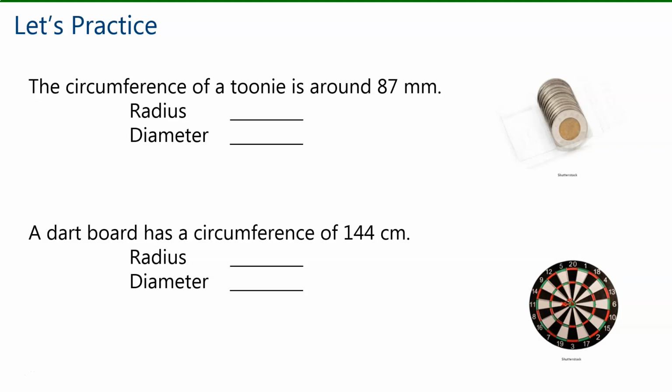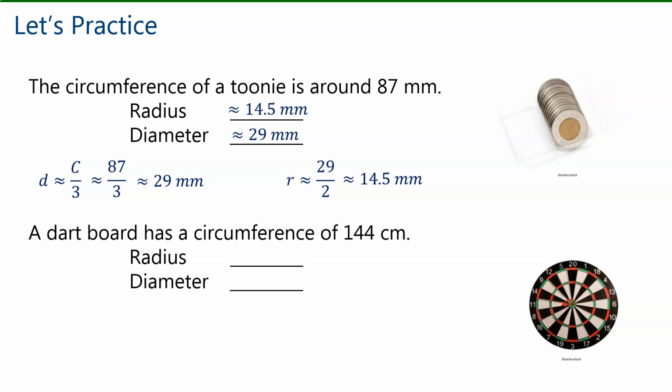Now for the next example, we have a toonie. The circumference is around 87 millimeters. So writing out my formula and replacing the circumference with 87, I get 29 millimeters as the diameter. So now I can just divide that by 2 to figure out the radius. And I get 14.5 millimeters.